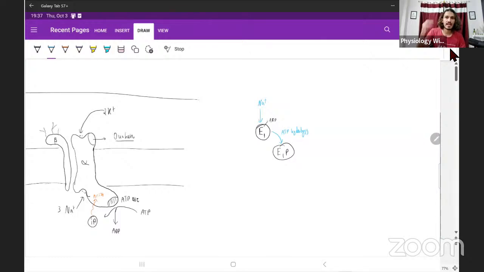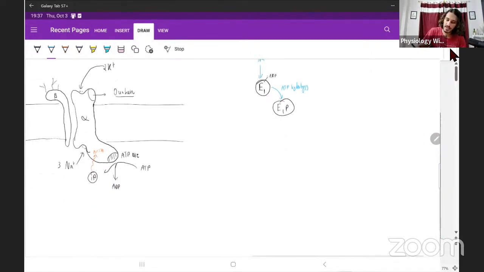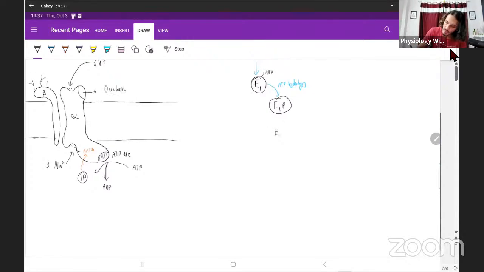Okay, so by ATP hydrolysis, it becomes E1P. And at this point, this E1P will switch to form your E2P. And this is where your sodium is gonna go out. So E1 changes to E2. Your E1 changes to an E2 shape, because of which sodium can now go out.